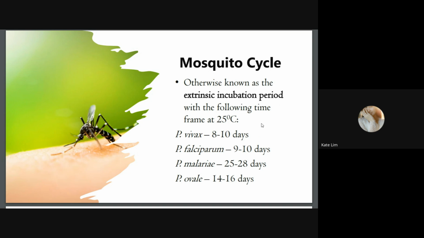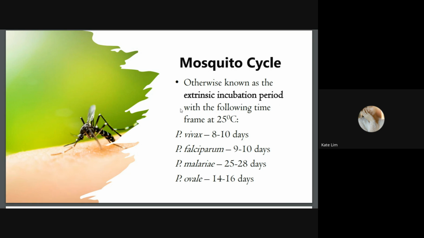This varies depending on the species of your Plasmodium, as you can see here. The temperature, specifically 25 degrees Celsius, also plays a very crucial role. So here's the time frame of the incubation period for each Plasmodium species. First, we have Plasmodium vivax. We have 8 to 10 days. If you remember, Plasmodium vivax is one of the most common malaria-causing species.